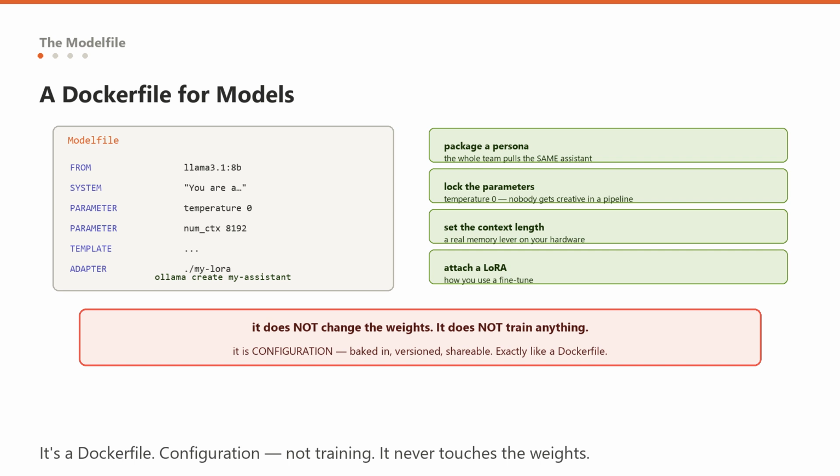It does not change the weights, and it does not train anything. It is configuration, and everything in it you could also do at call time. What it buys you is that it is now baked in, versioned, and shareable, which is exactly what a Dockerfile buys you, and for exactly the same reasons.